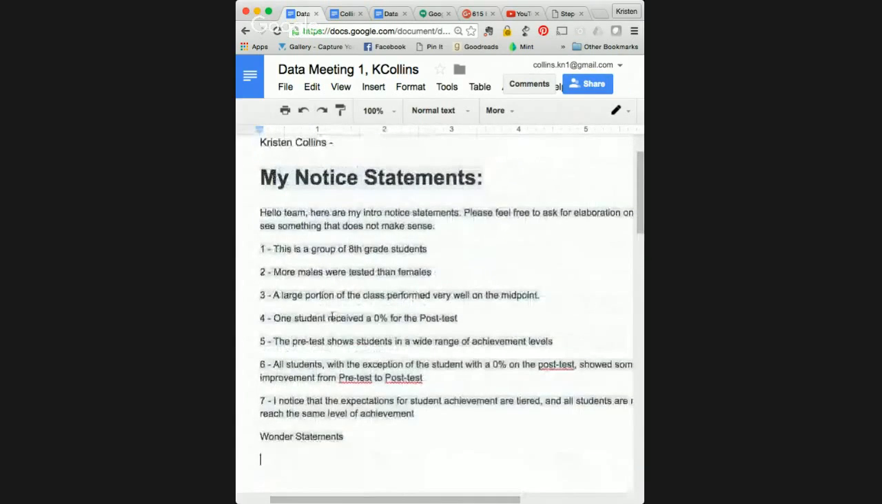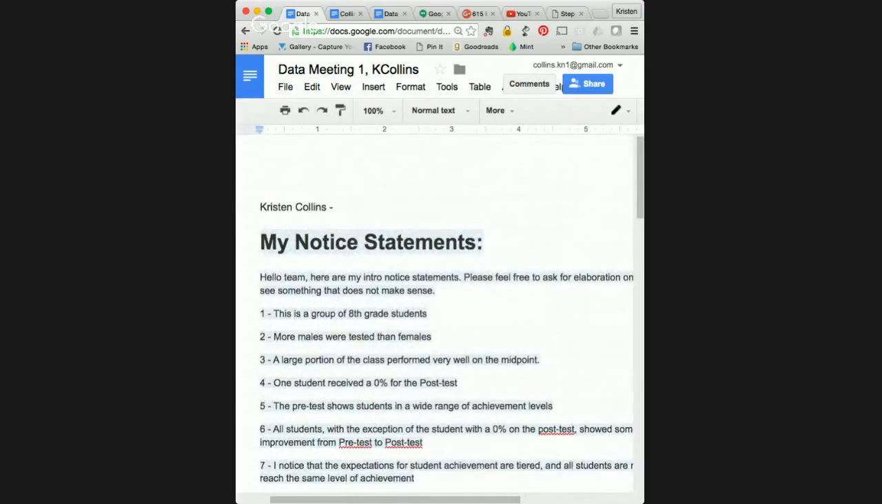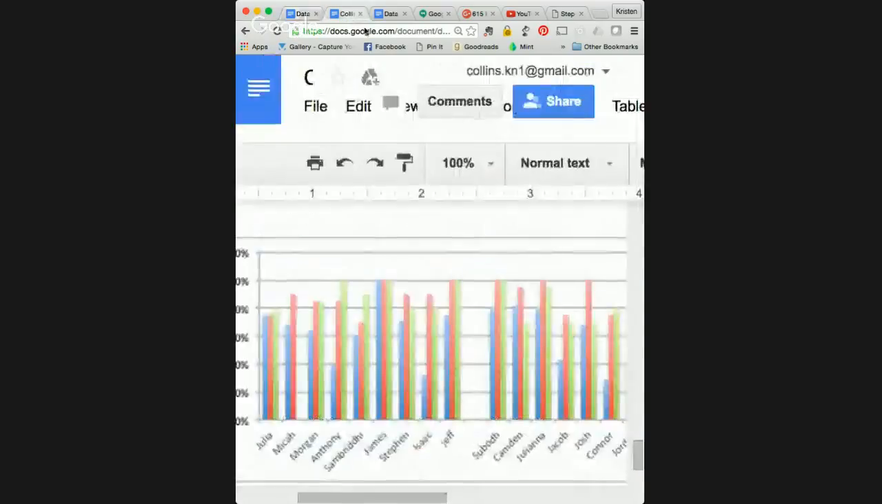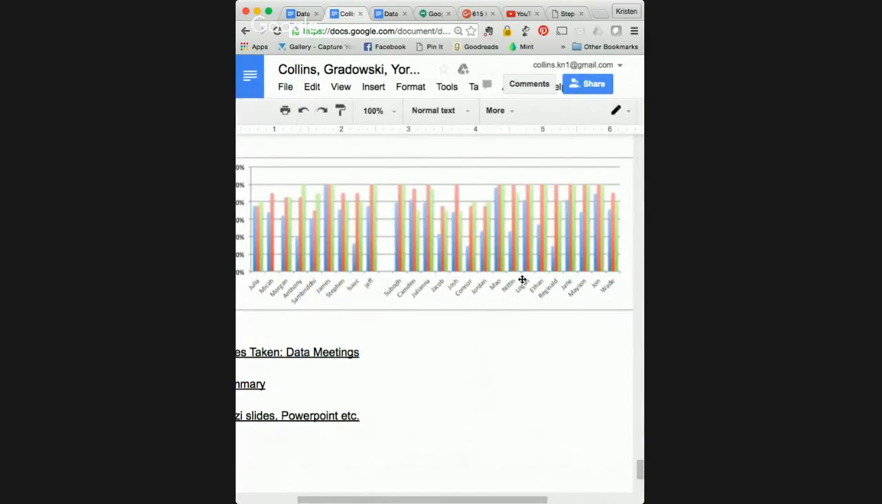So some of the things that I might wonder about when I'm looking at this, and I'm going to go back to that graph, is why there was a backslide for so many students from the midpoint to the post-test. Why there's a large amount of boys that are being tested. I wonder if there was enough time in the instruction to get them from the midpoint to the final, if that may have something to do with it. I also wonder if there were IEPs or some learning issues in there that are not displayed on the graph.